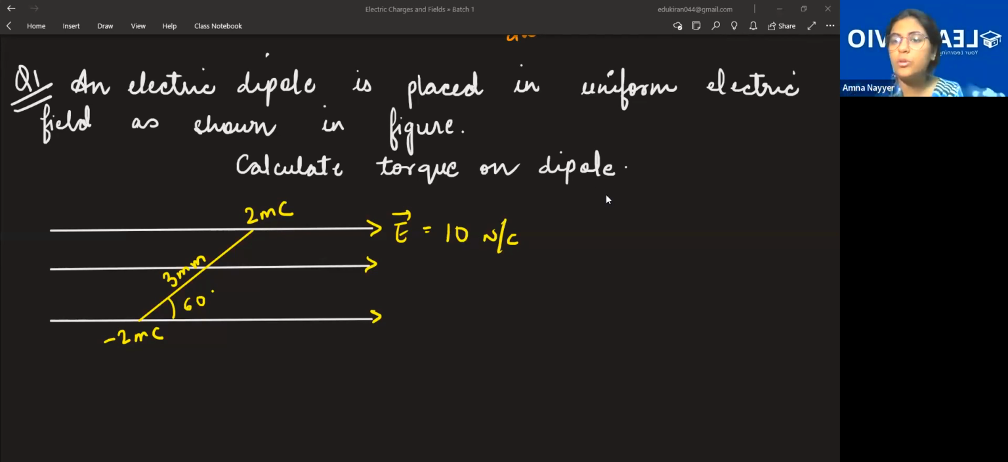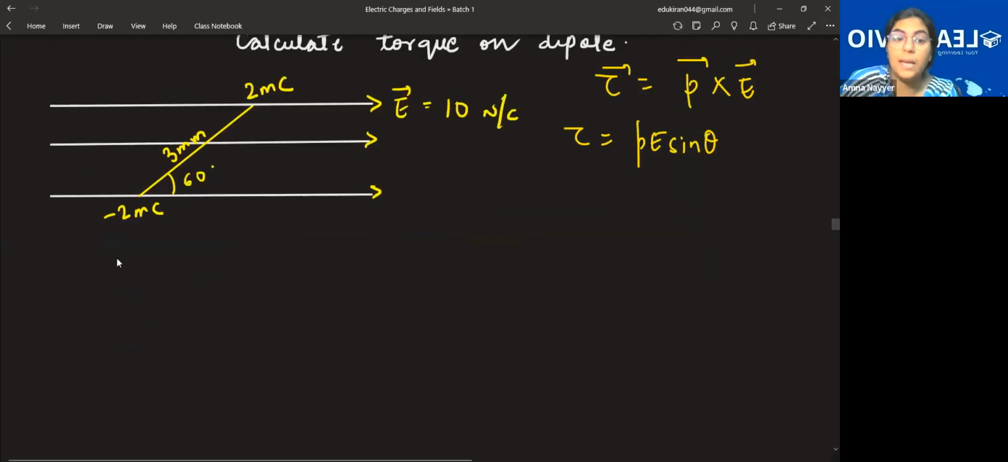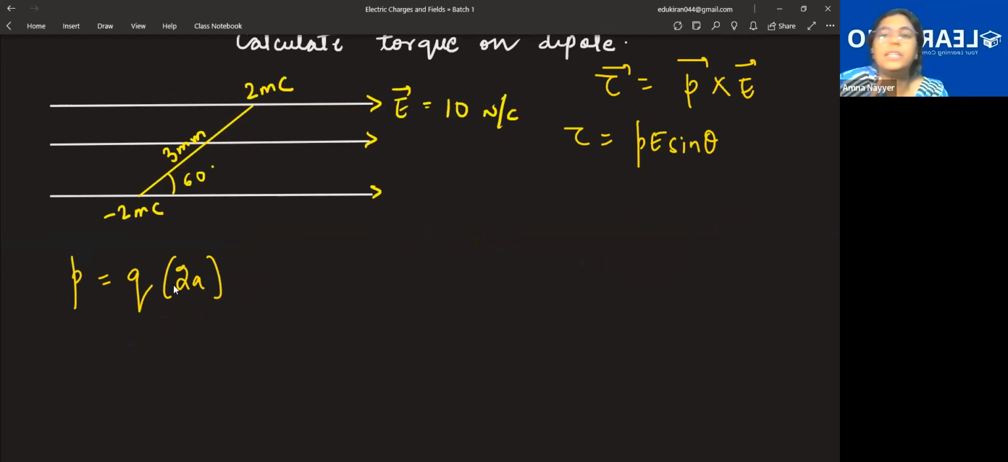So see, you know torque is equal to what? Torque is equal to P cross E. So this means that we have P E sine theta. Now we do not have the dipole moment. The electric field we have, but we do not have the dipole moment. So P is equal to charge multiplied by the separation between the charges. This is how we calculate. Charge multiplied by the separation between the charges.